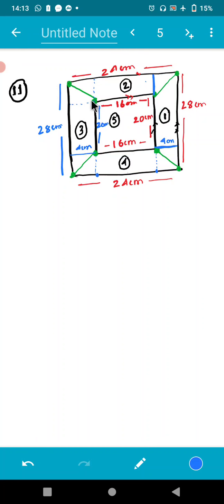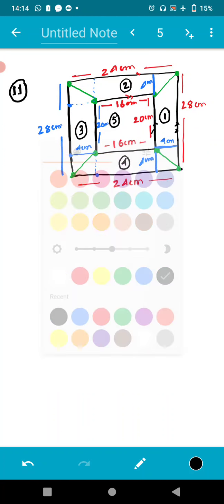So, up till this position it is 20, and the rest part will be what? 8 centimeter. So, we will divide the 8 centimeter into two groups, that is 4 centimeter, 4 centimeter. So, this would be again 4 centimeter and this would also be 4 centimeter. Now, we are aware of all the dimensions. Now, we can easily find out the values. So, let us start with figure number 1.